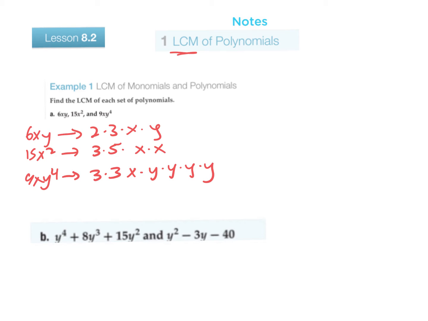So I have a 2. What is the most it's used? It's used once here, and none in the others. So the most is 1, so I'm going to write 2. The 3 is used once here, once here, but twice in the other one, so the most is twice. So you're looking at each of those.